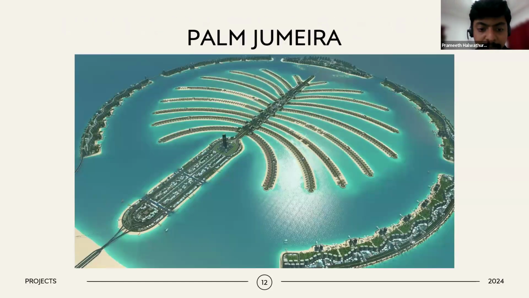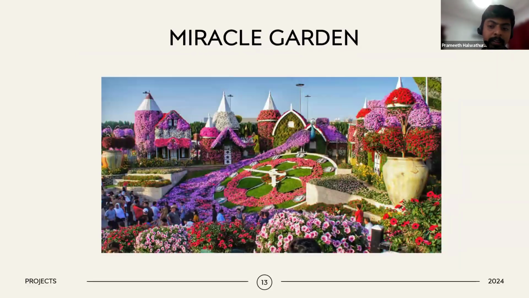You can see the Palm Jumeirah. Not only the buildings, you can see the landscaping. You can see the green area, the parks, the trees, the pavings. Everything. You can see the Miracle Garden. You can see everything in here. The seasonal flowers, the plants, shrubs, ground covers, everything, it's landscaping.